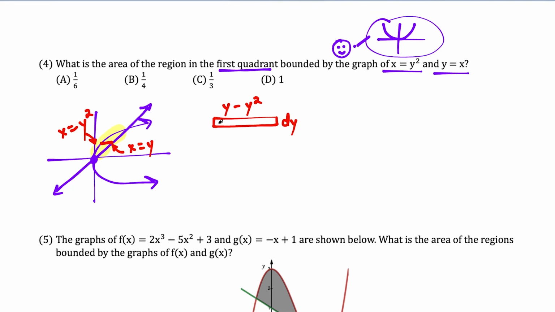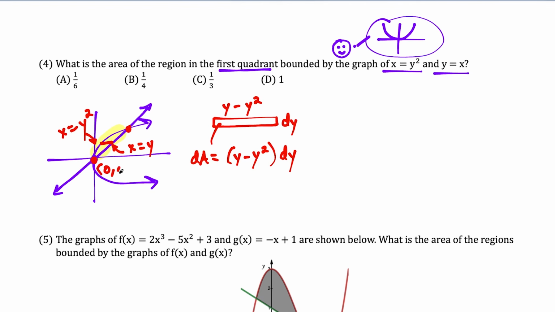So if I want to describe the area of this thin rectangle, I'm going to call it dA. Okay, this represents the area of this thin slice. So the area of this rectangle is base times height. So I'm going to do y minus y squared multiplied by dy. Okay, but this is just the area of one slice. I want to find the area of the whole thing. So this is where I have to consider the intersection points. And in this case, it works out nicely.